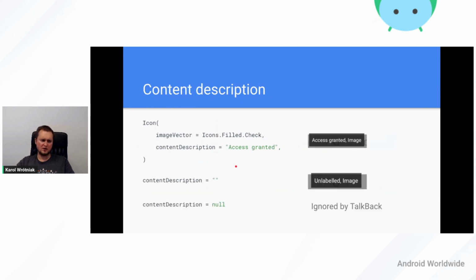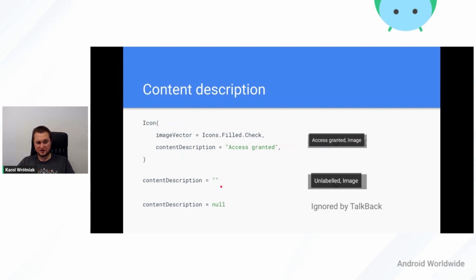Now take a look at content description. You have to provide a content description for composables like icon or image. You cannot omit it. This parameter is required. You have to put something there. If you set some non-empty text, it will be announced by TalkBack. As you can see here, TalkBack also said that it is an image, because the default role of icon is an image, so you don't need to set it via semantics modifier.